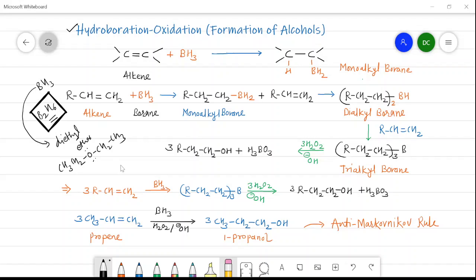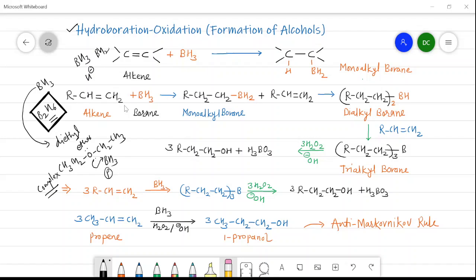In BH3, boron possesses an empty p orbital. Then the electrons from the oxygen are shifted to the boron and form a complex. Now this complex, the diethyl ether BH3 complex, is used for the hydroboration process. In the hydroboration process, if we have taken BH3, then from this BH3 one hydrogen acts as a hydride, and BH2 acts as an electrophile. So there is an addition of BH2 and H, and we get a monoalkyl borane.